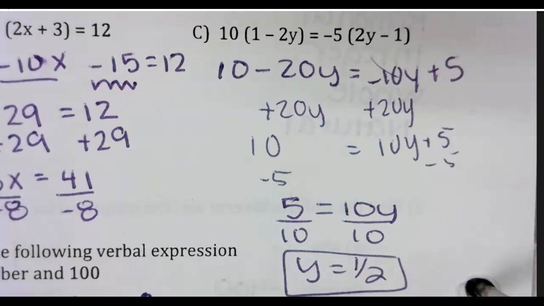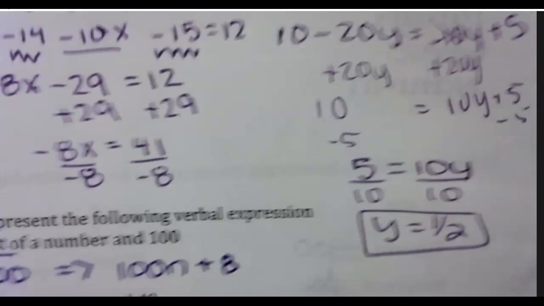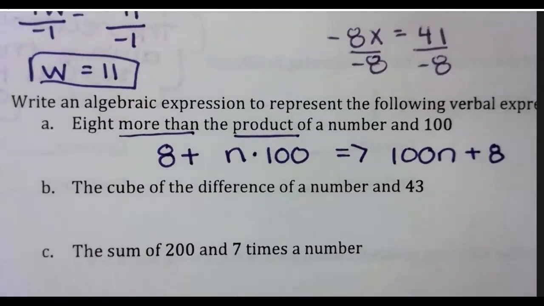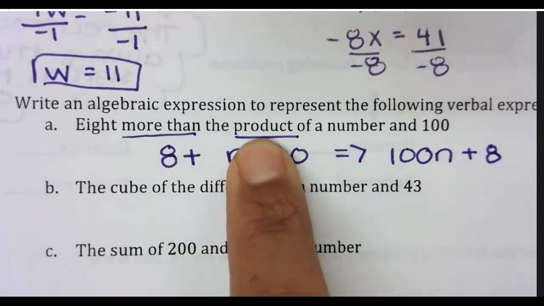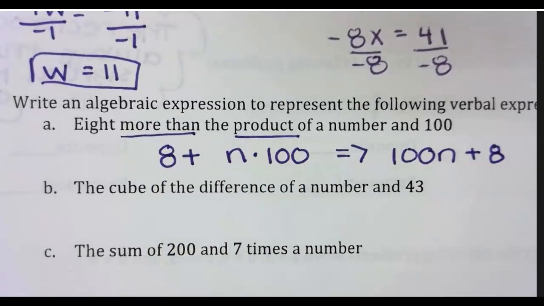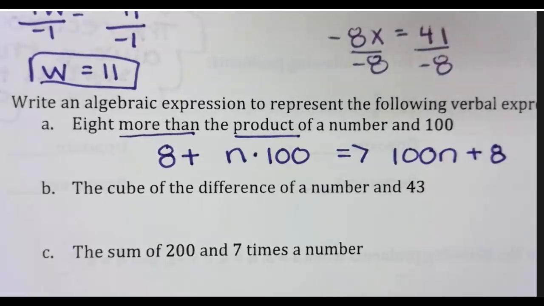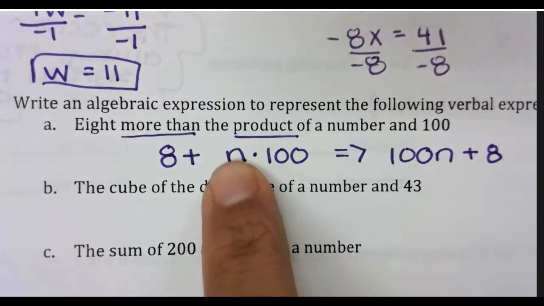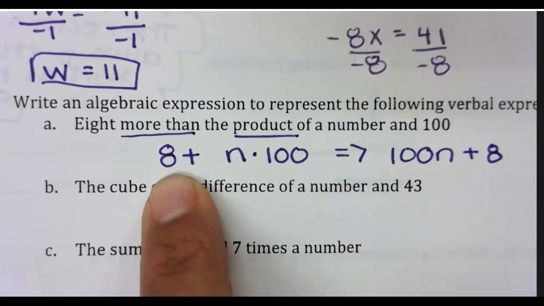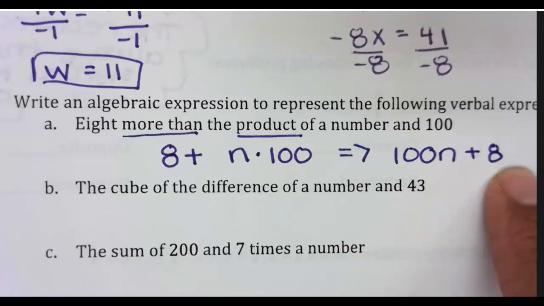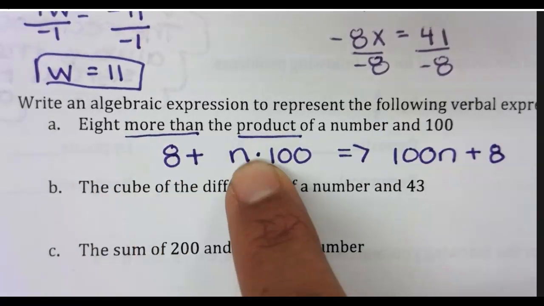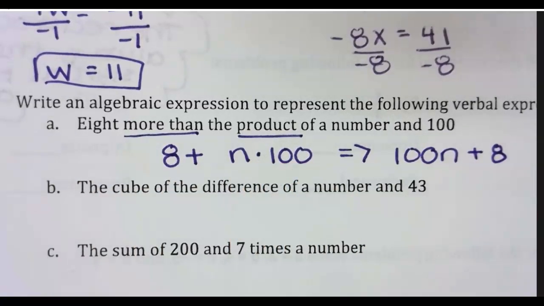All right, so let's talk through these. In letter A, it says 8 more than. That means we're adding. Product means to multiply. So if it's 8 more than the product, you're multiplying n and 100 and adding 8. The order doesn't matter. You could do 100n plus 8 or 8 plus n times 100.